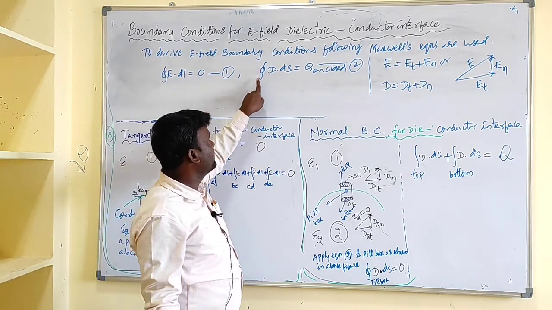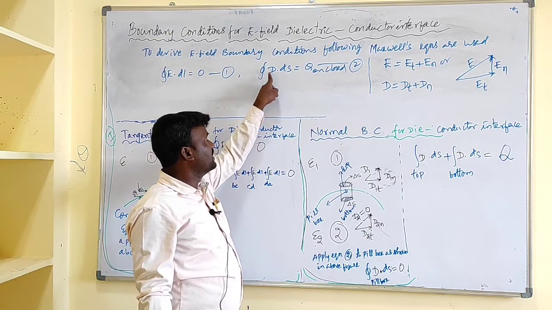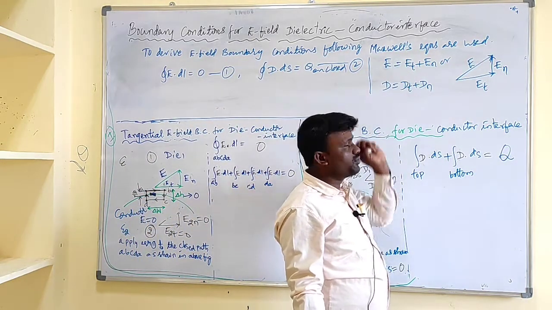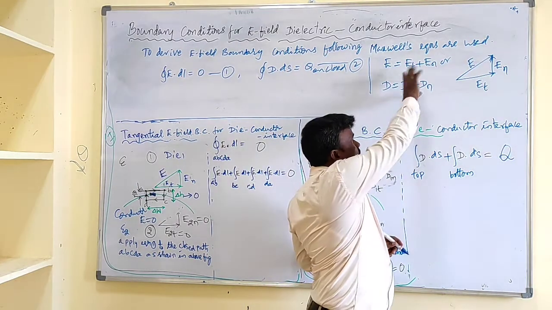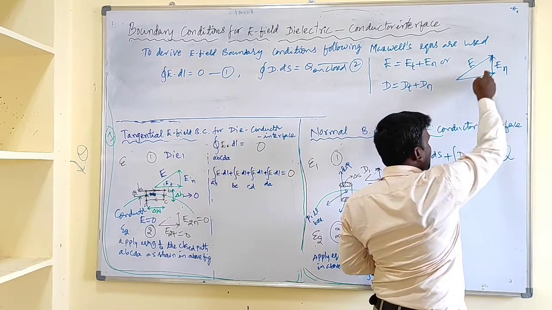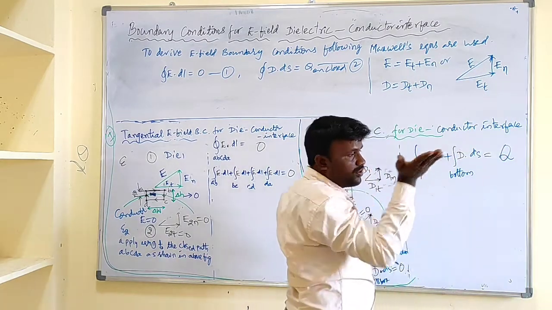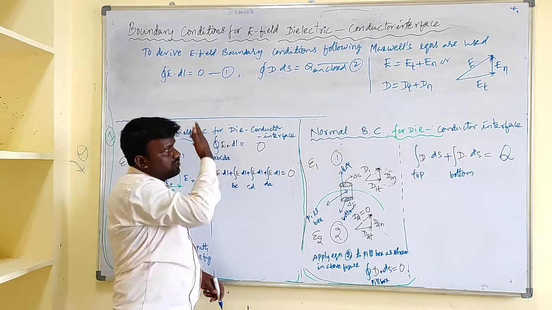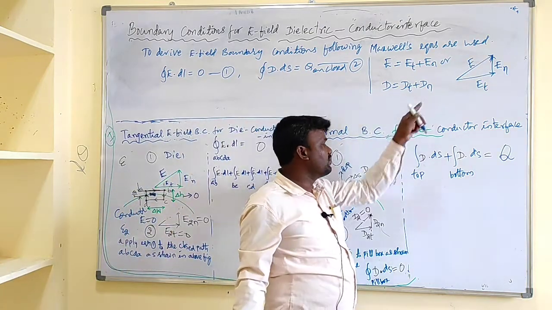Another one is Gauss law, that is integral D dot dS equal to Q enclosed. And the third one is that we need to decompose the field component into two orthogonal components, one tangential and one normal. Tangential means along the boundary, and normal means normal to the boundary. So D equals Dt plus Dn.